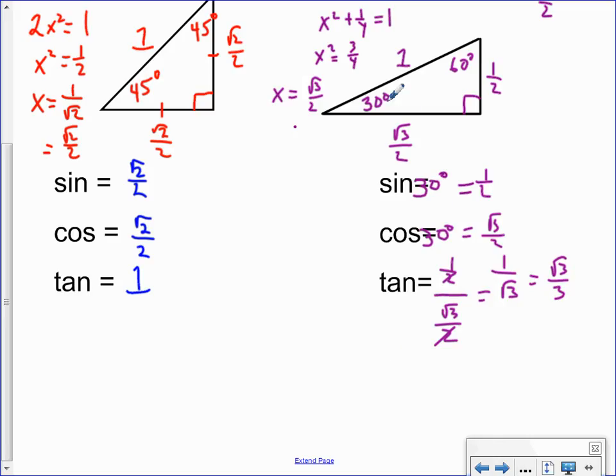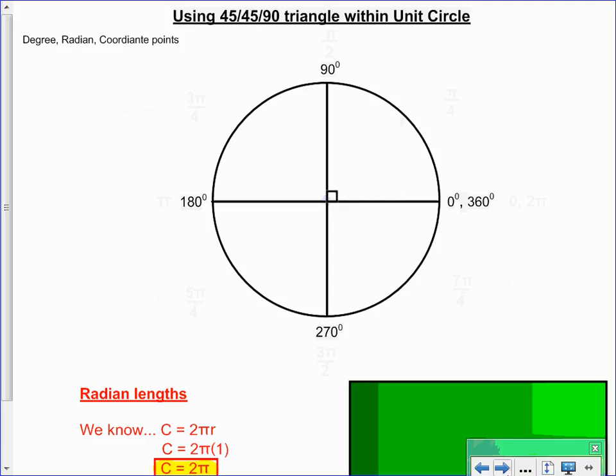If you were to go the other way and the 60 would be on the other side, the sine and the cosine and tangent would all just be flipped. We'll go over that one after. We'll do it on the unit circle because I'm out of space over here. All right, okay. So now we go to here.